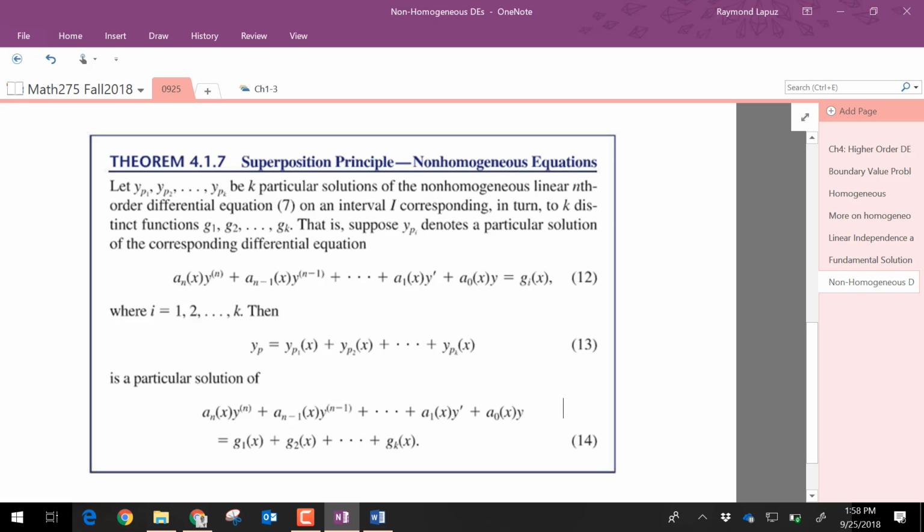So here's more. The superposition principle says that if the non-homogeneous part of the differential equation, the g of x, is a sum of a bunch of functions, then you can find particular solutions for each of those little functions, and then put them together to be your particular solution for the big function.